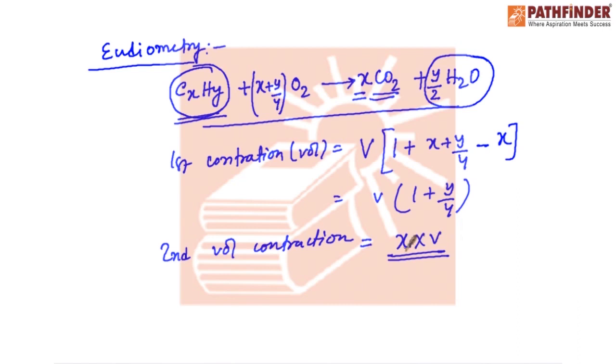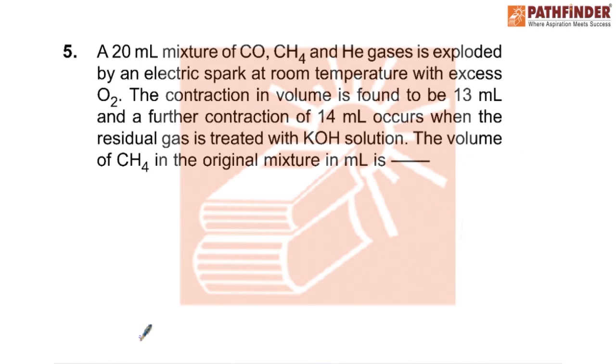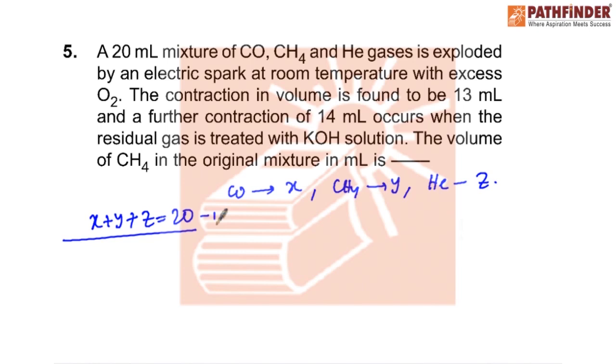Now let us have a look at a problem regarding this. What is it saying? A 20 ml mixture of CO, CH4 and helium gases is exploded by an electric spark at room temperature with excess oxygen. So carbon monoxide is given, methane is given, and helium. First we need to understand from this concept that helium does not undergo any reaction with oxygen. So just read the problem and convert it into mathematical form. The volume of CO we take as x, the volume of CH4 as y, and helium as z, and this should be equal to 20. Let us call this equation 1.